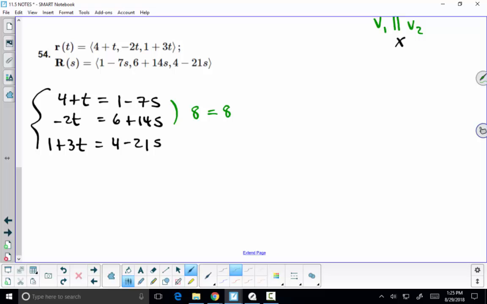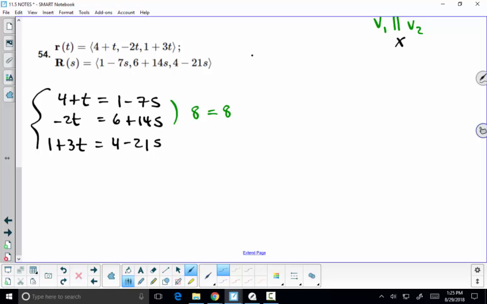Would you still get the same result if you chose the bottom 2? Yes. Either way, we're going to get an infinite number of solutions. It won't matter which pair we use to find the s and the t, just like it's not going to matter what the multiple is if the direction vectors are parallel.